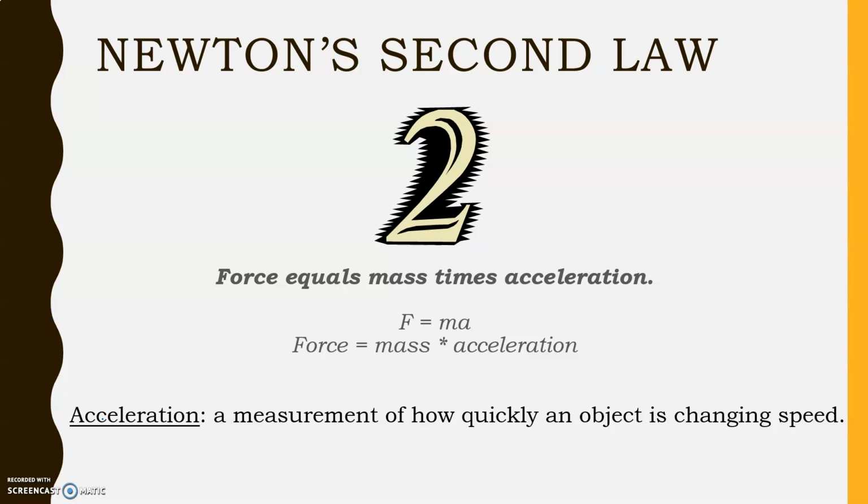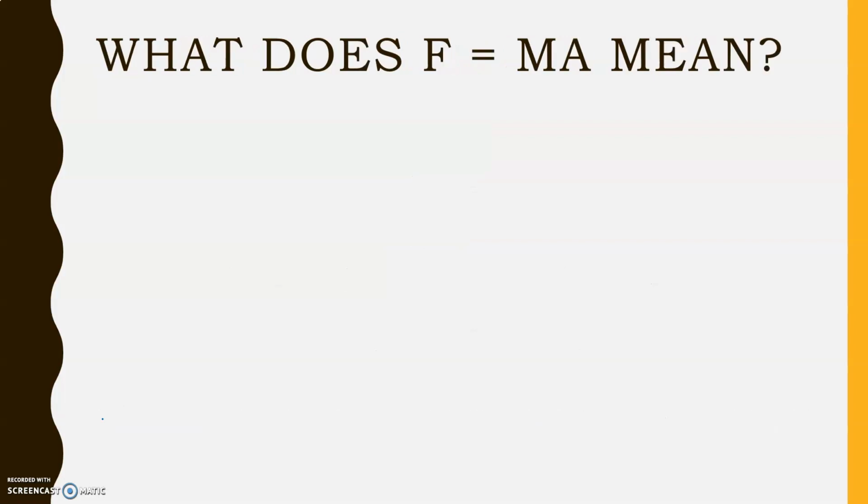So it could be changing speed going from 0 meters per second to 5 meters per second to 10 meters per second to 15 meters per second every second. That would be kind of a slow increase in speed. You could increase the speed much faster. You could go from 0 meters per second to 10, 20, 30, 40. That's a little bit faster increase in the speed, so a greater acceleration.